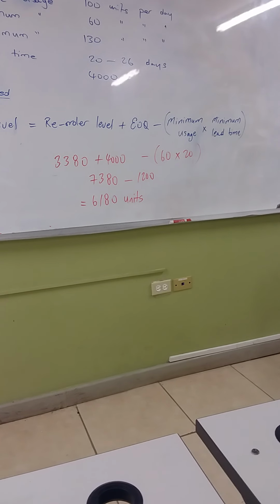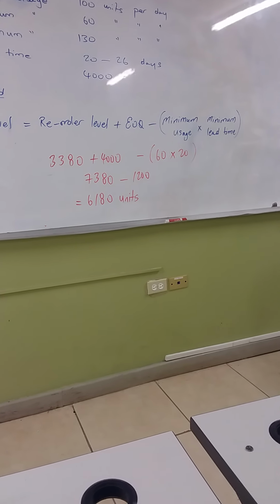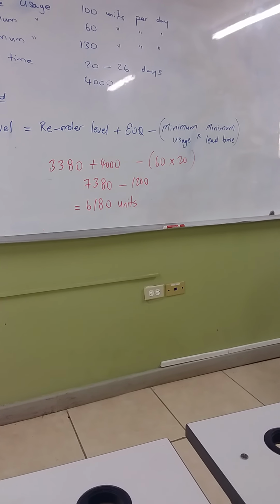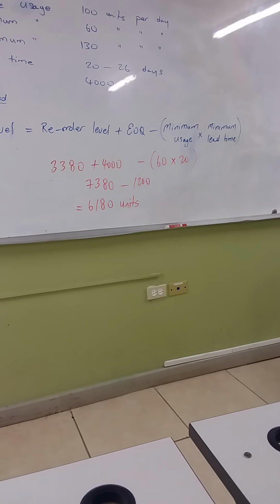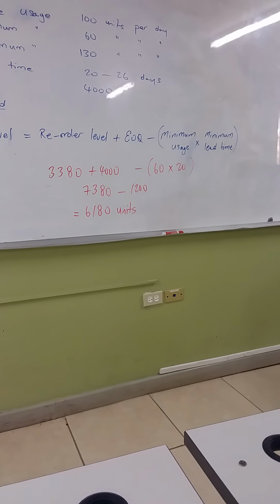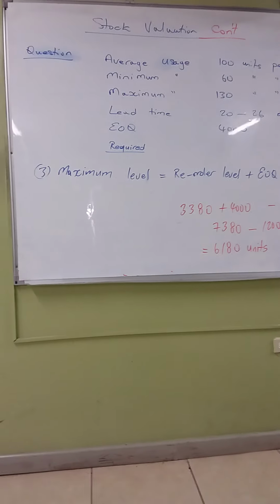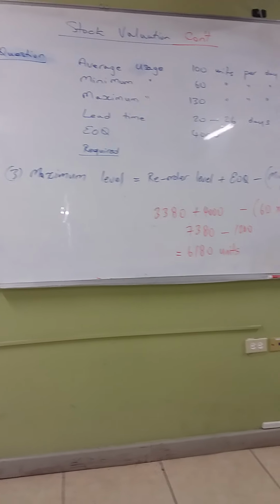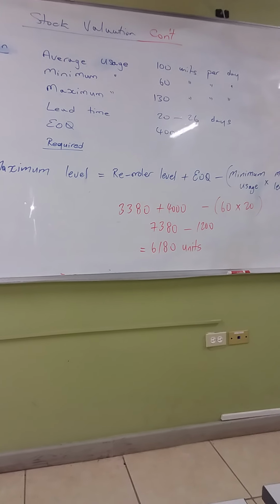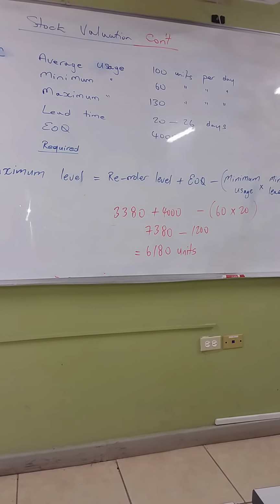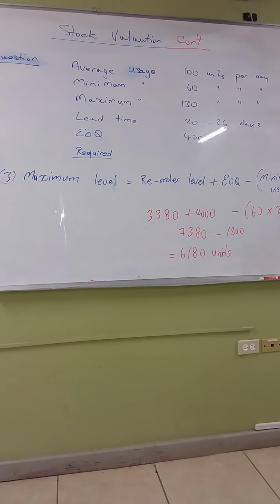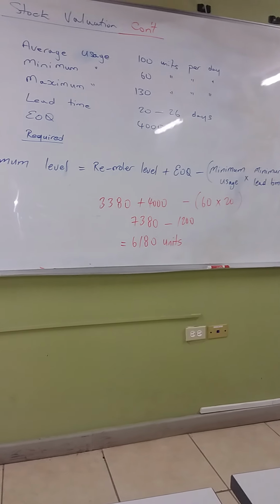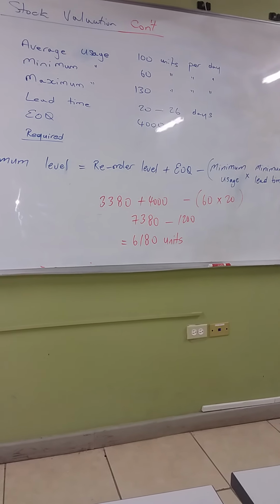Whereby the 3,380 plus 4,000 gives you what? 7,380. Now when you minus 1,200 from it, you will get what? 6,180. And that makes reference to your what? Maximum level, meaning that you should never have any more than 6,180 goods in your inventory at any given point. So that is the maximum level.